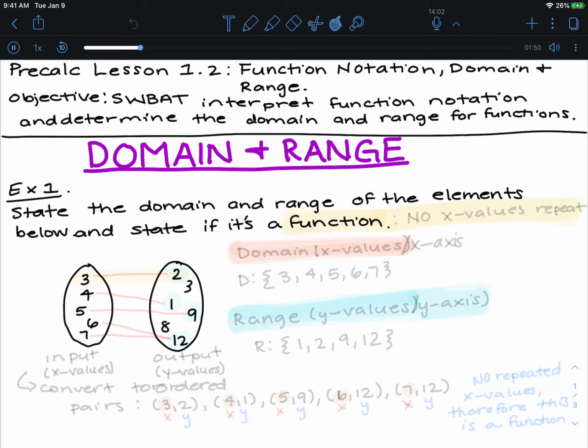Okay? And now these numbers are going to match. We're going to have 3 matching to 2. 4 matching to 1. 5 matching to 9. And then we're going to have 6 matching to 12, and 7 matching to 12. So now we want to state the domain and the range, right? So the domain, as I've said before, is going to be your x values. You're going to read the domain based off of the x values, whereas the range, you read on the y values, right?